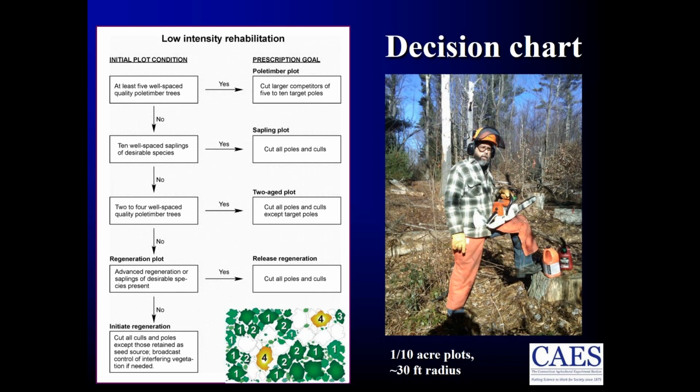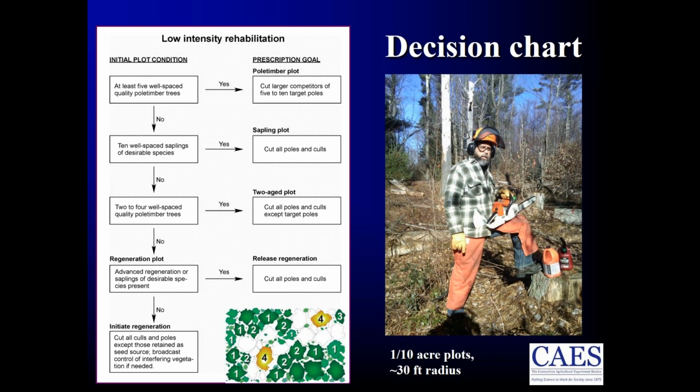If we didn't have at least 5 quality pole trees, were there at least 10 saplings per acre? And if there were at least 10 saplings, we cut all the pole trees and all the cull trees. If we didn't have that, were there 2 to 4 well-spaced quality pole trees? And if there was, we would cut all the poles and culls except for the target ones, hoping to develop that into a 2-age stand, a 2-age plot.